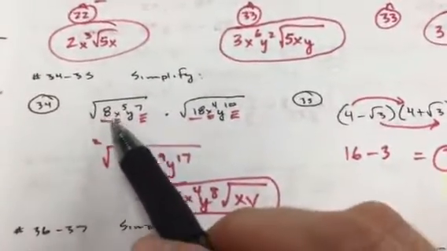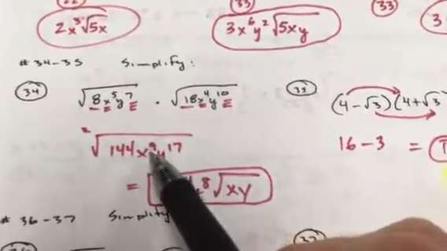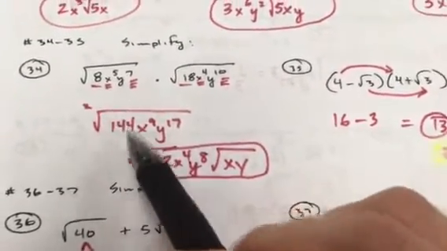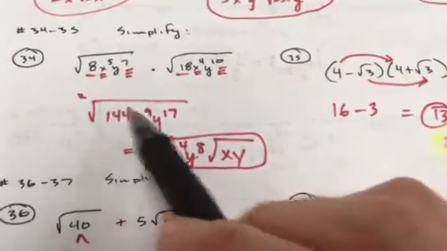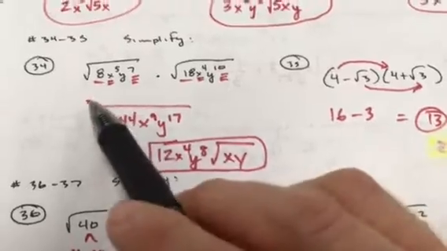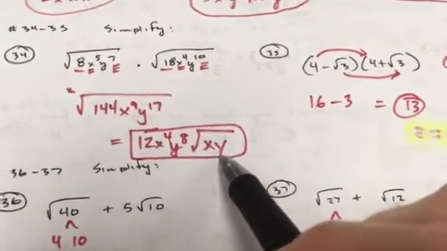Guys, just multiply within first. 8 times 8, 144. X to the 5th times x to the 4th is this. X to the 7th times x to the 8th is that. Second root of 144 is simply 12. 2 goes into 9 for the x 4 times with 1 left over. 2 goes into the 17 for the y's 8 times with 1 left over.